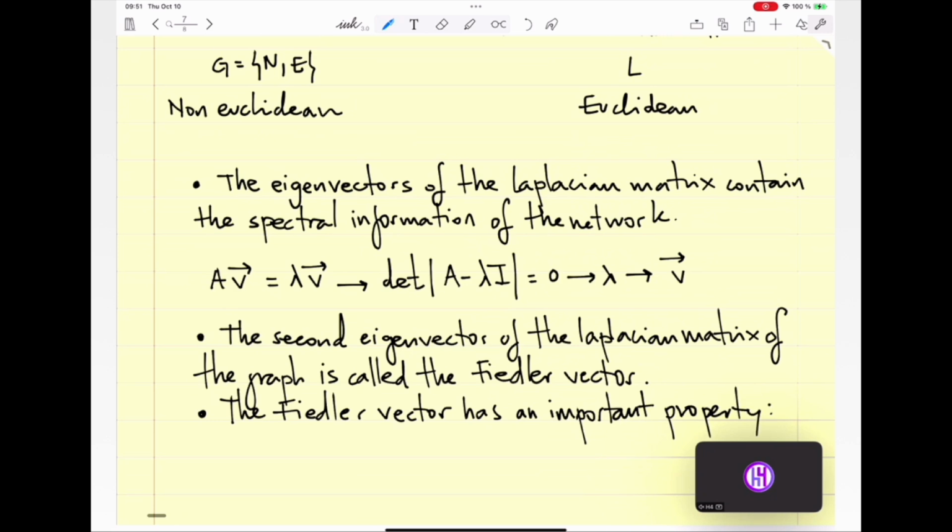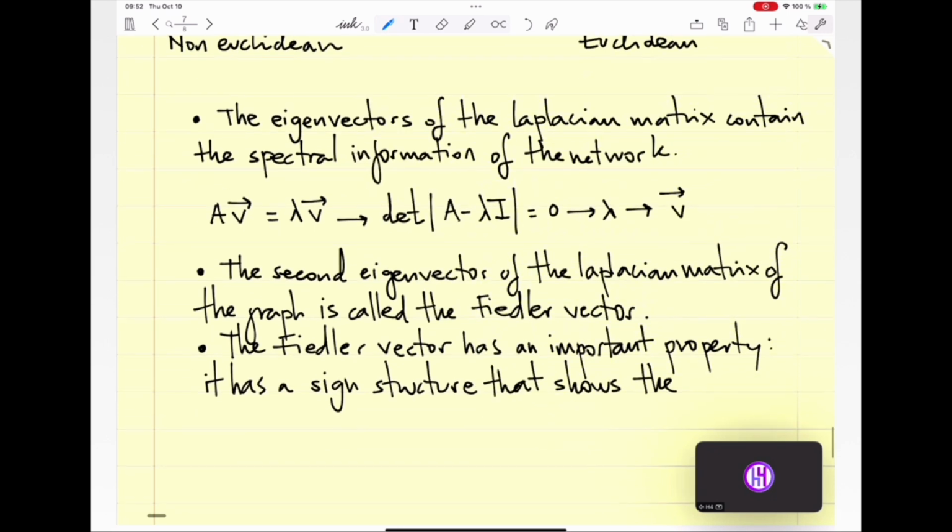It has a sign structure that shows the bottleneck of the graph. How does it do it?